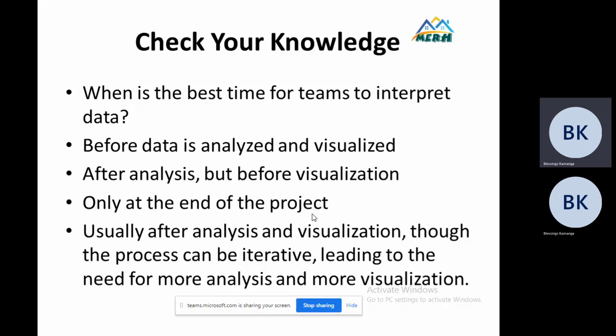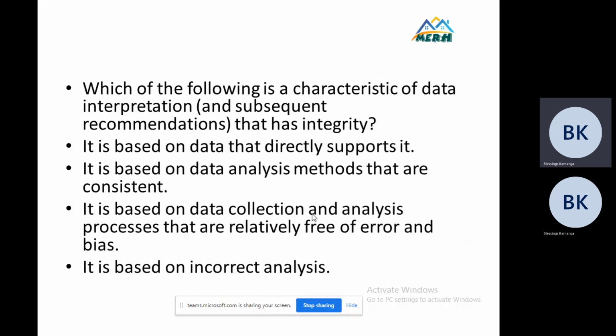So which of the following is the characteristic of data interpretation and subsequent recommendations that has integrity? It is based on data that directly supports it. It is based on data analysis methods that are consistent. It is based on data collection and analysis processes that are relatively free of error and bias. It's based on incorrect analysis. So which one is the best answer for this? So I think for now, we may stop here.